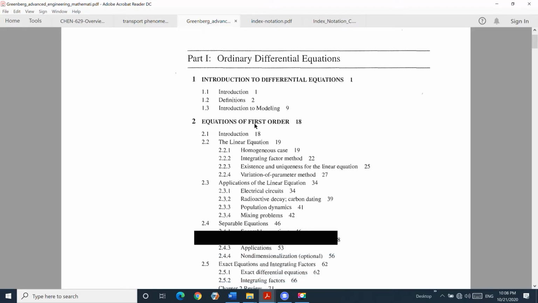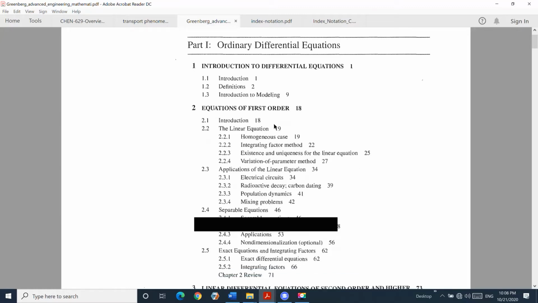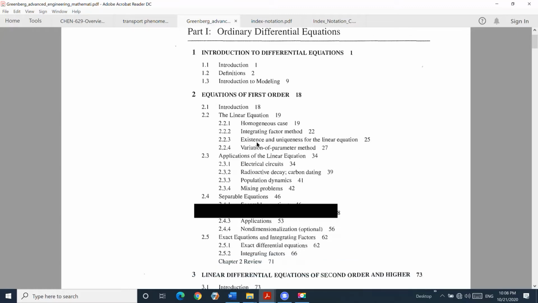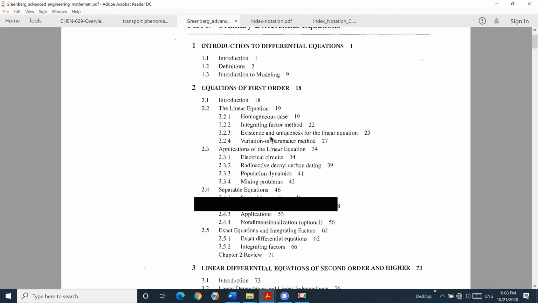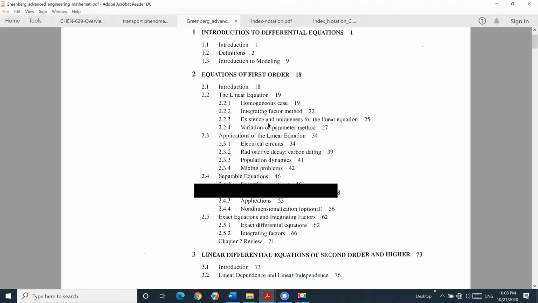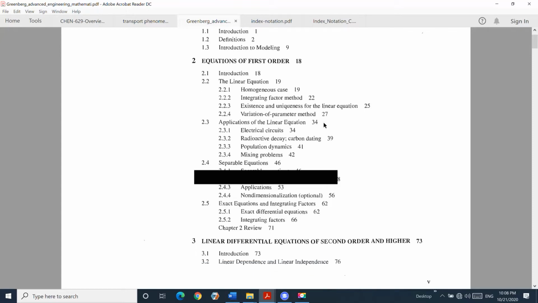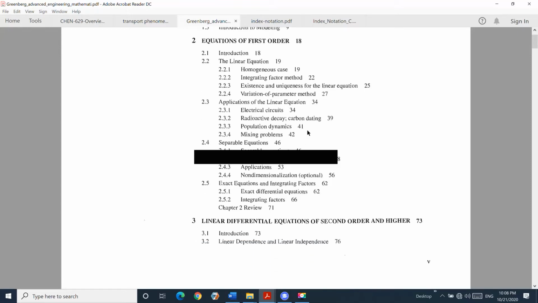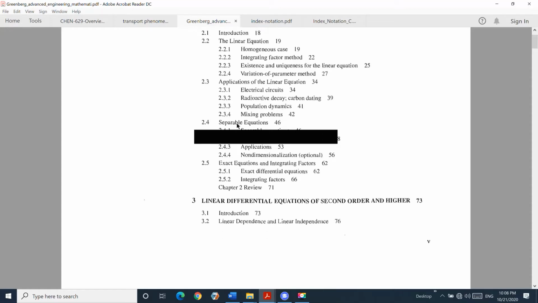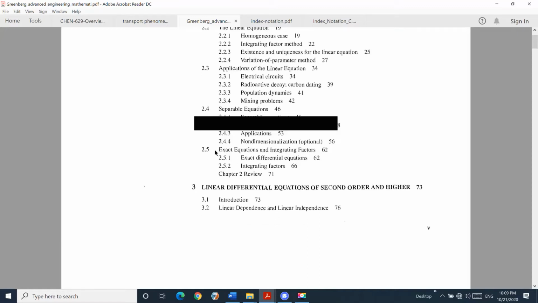of first order differential equations. It classifies the differential equations like linear, non-linear, homogeneous and non-homogeneous, and gives you some solution methods like the integrating factor method, existence and uniqueness for the linear equation, variation of parameter method, and also applications of the linear equations. It gives some examples, then separable equations, and finally chapter 2 gives exact differential equations and integrating factor.